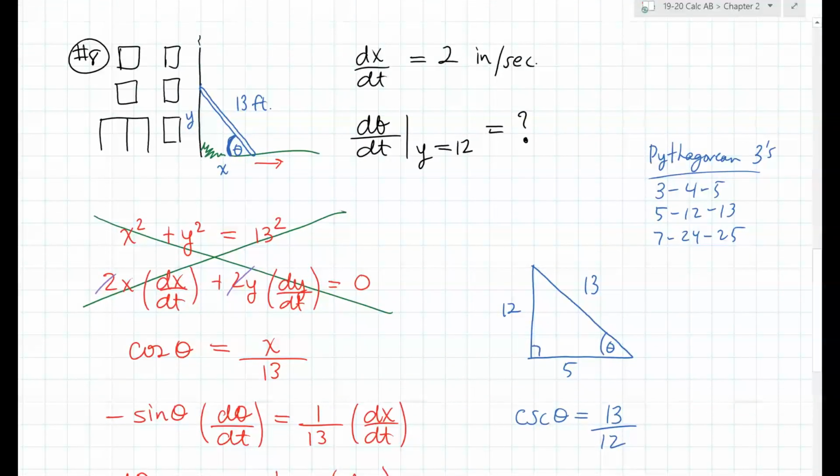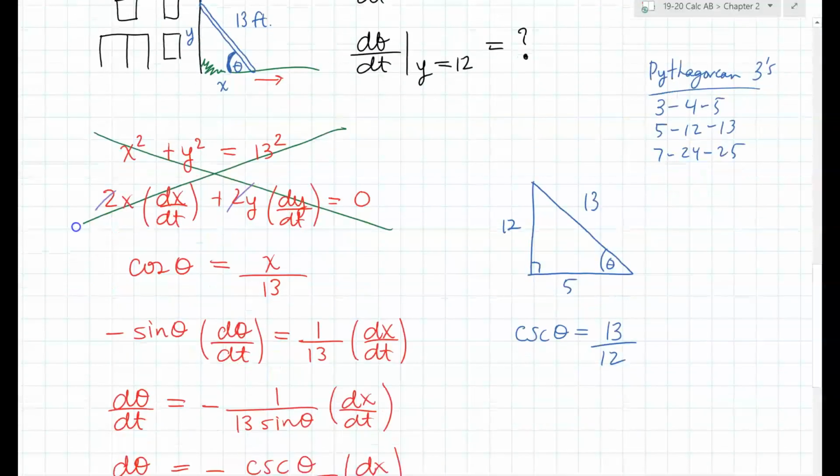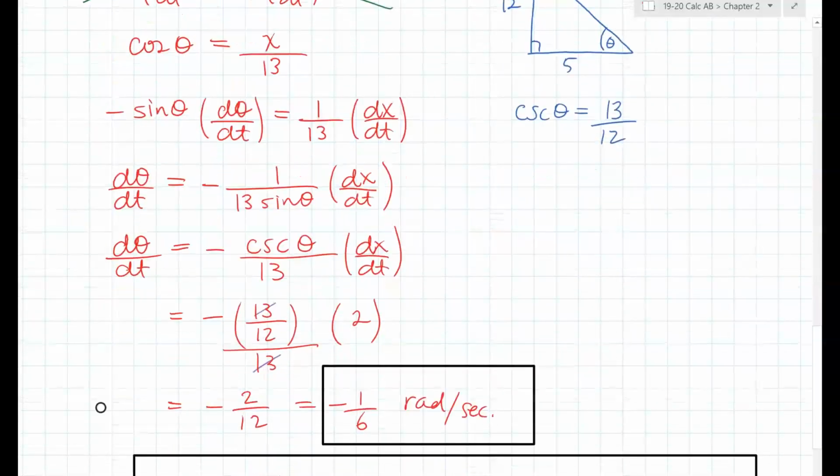So what would dx dt be in feet then? 1/6. Yeah, let me fix that really quick. Thank you for that. So that would be a 1/6. I'm going to put right here that 2 inches is equal to 1/6 of a foot. So let me fix that here. This would be still negative 1/72 radians per second.